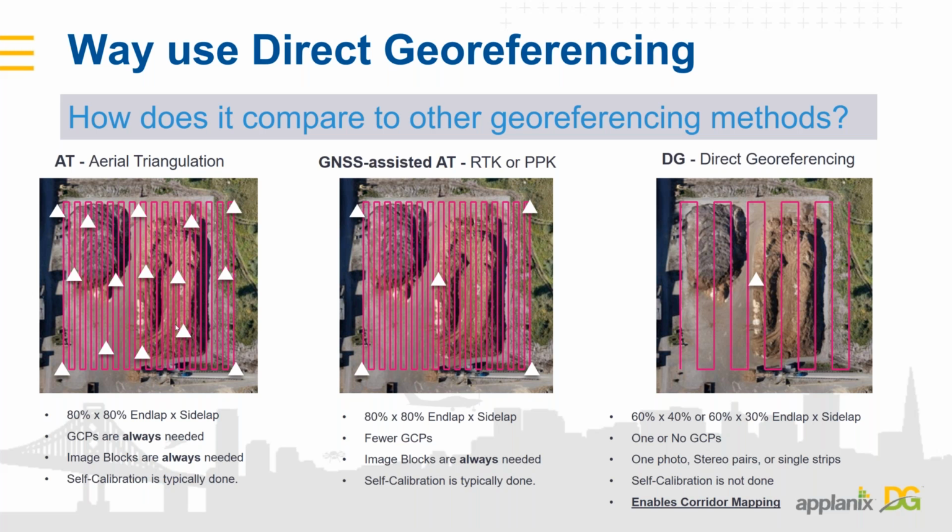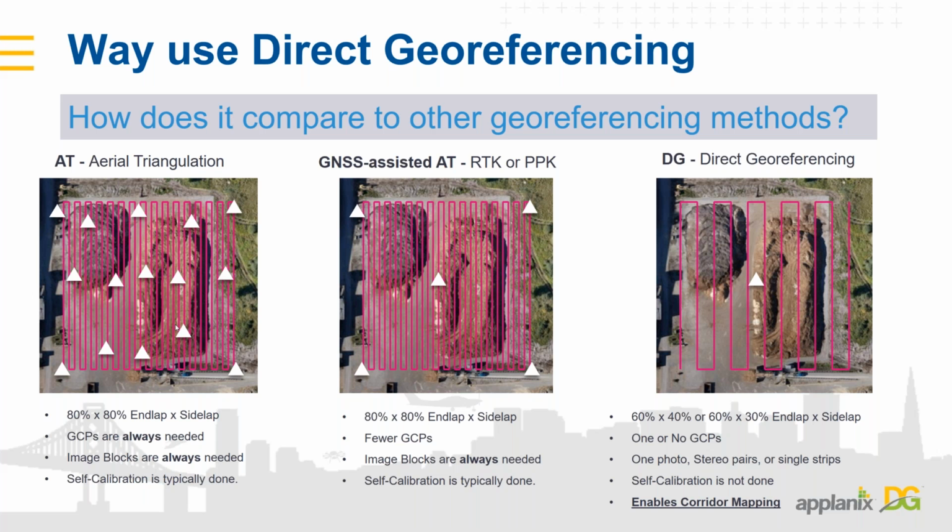Now, if we move up here and take a look at enhancements in the industry, we've added GNSS into the overall equation, a positioning solution. That allows us to reduce the number of ground control points used here. We still need to fly the 80 by 80 overlap, but this provides a cost savings and a more efficient system over aerial triangulation.